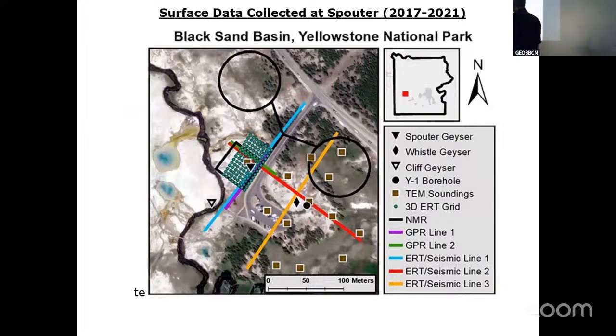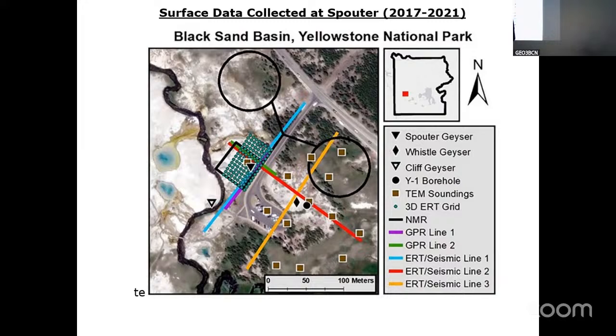The geophysics we ran here, quite extensive, various kinds. Basically, there's 2 geysers of note here, Spouter, which is over here, and another one called Whistle right here, and another one called Cliff Geyser over here. But we were really focused on Spouter since it's the most predictable.